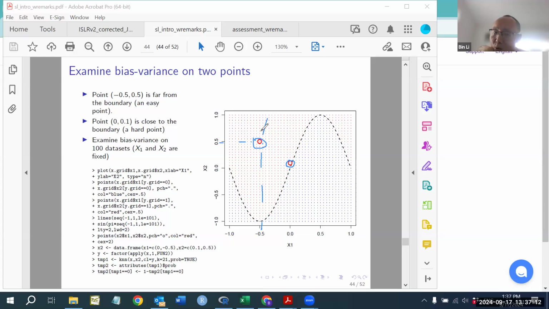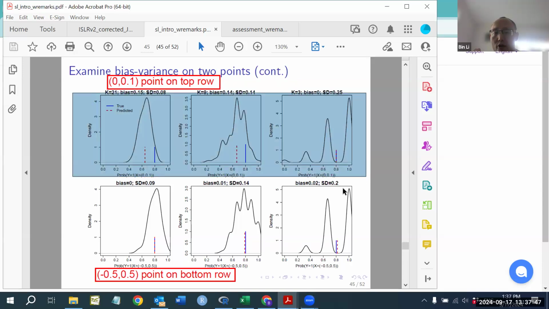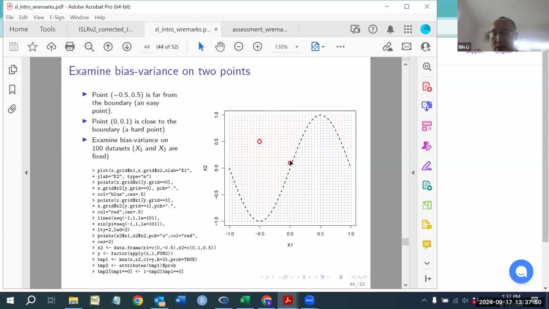Of course, this first point is easy to predict the class status because it's far from the boundary, right? But this other one is very close to the boundary. So this one is a difficult one, not an easy one, right? I just want to show these two points to see the bias variance trade-off, okay? One is easy, one is difficult. So the top row shows the difficult point, and the bottom row is the easy one, okay?